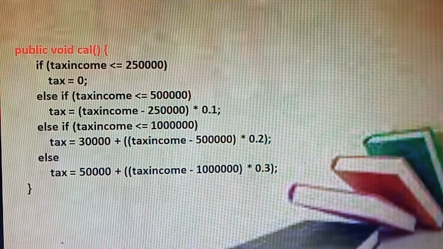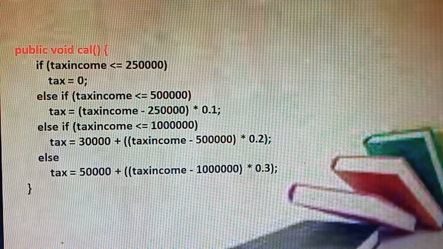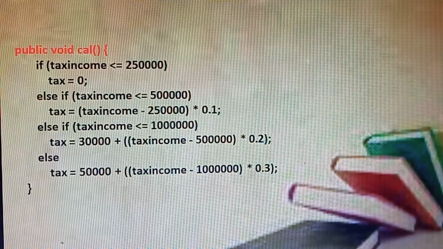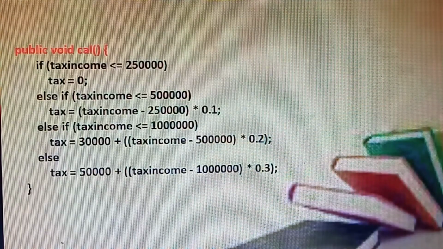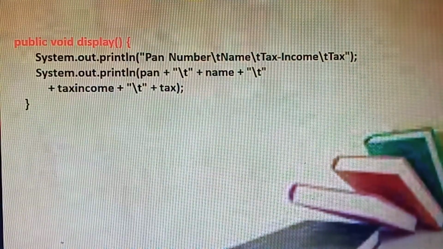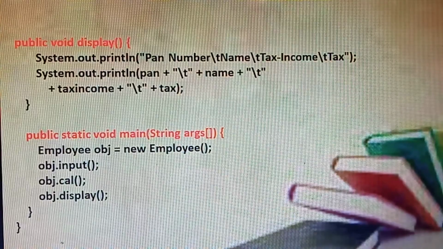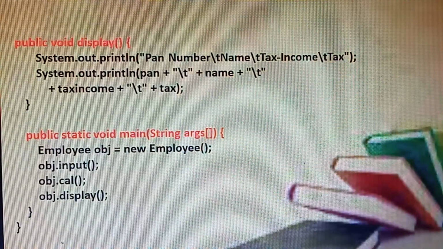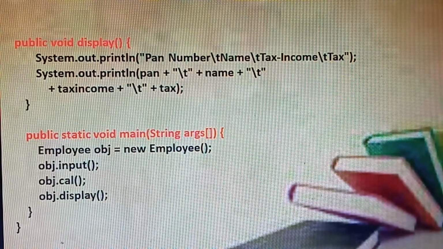Else tax is equal to 50,000 plus, then open the bracket, taxIncome minus 10,00,000 into 0.3, close the bracket, terminate with a semicolon. Like this way you have to calculate the tax. And void display, that means you have to print all the details, PAN number, name and tax income.